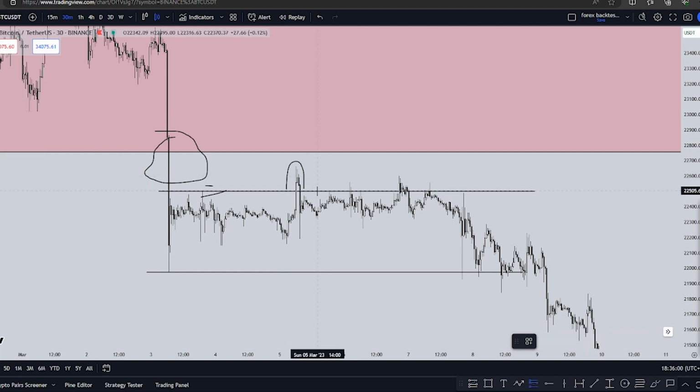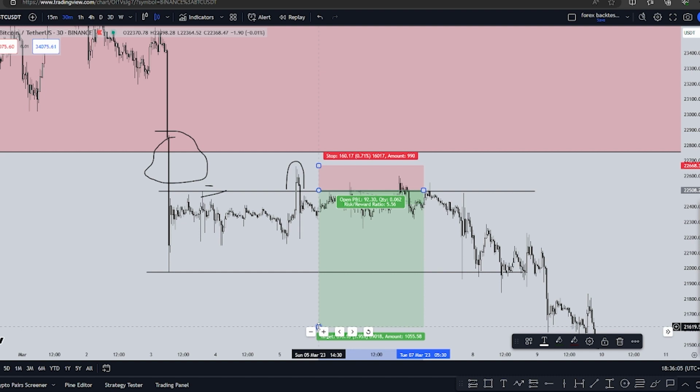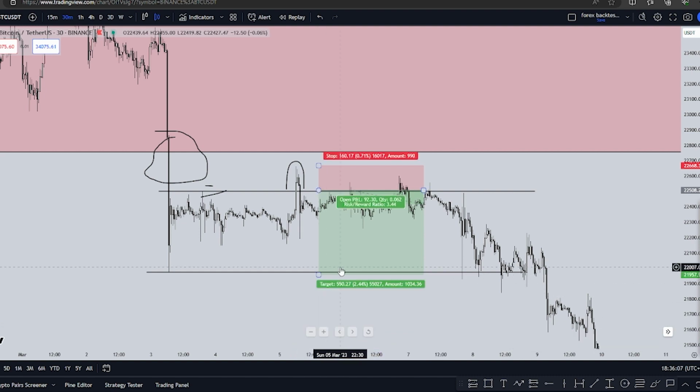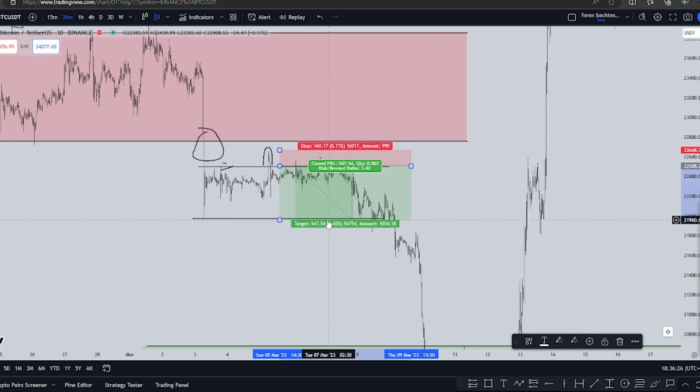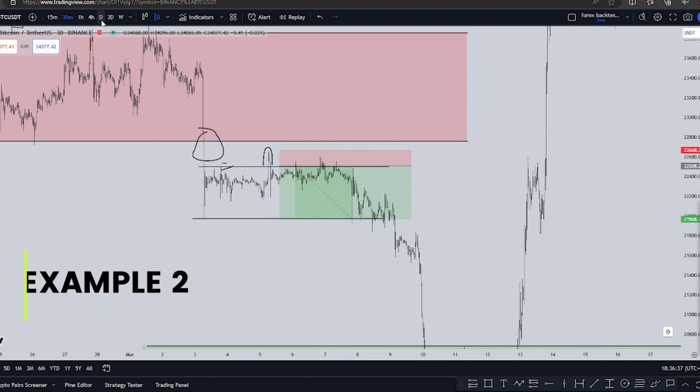Like if you could take a short here with a stop loss above here and targeting at least these lows, this could be a 3 to 4 hour trade. You could also hold this trade to lower targets as this is a breakdown short, but if you take at least till these lows, it is a 3 to 4 hour trade. So now let's move on to example number 2.